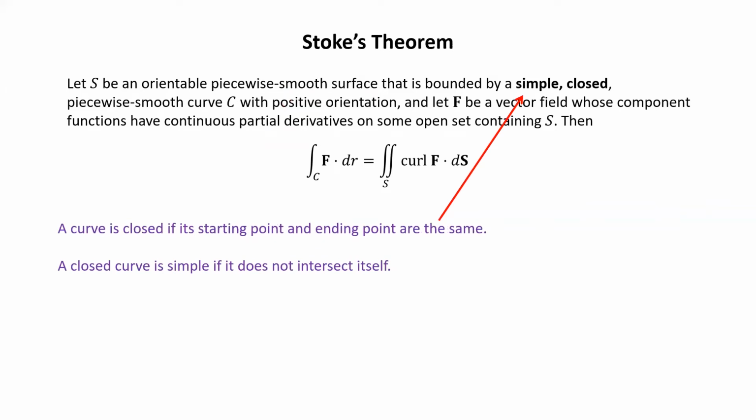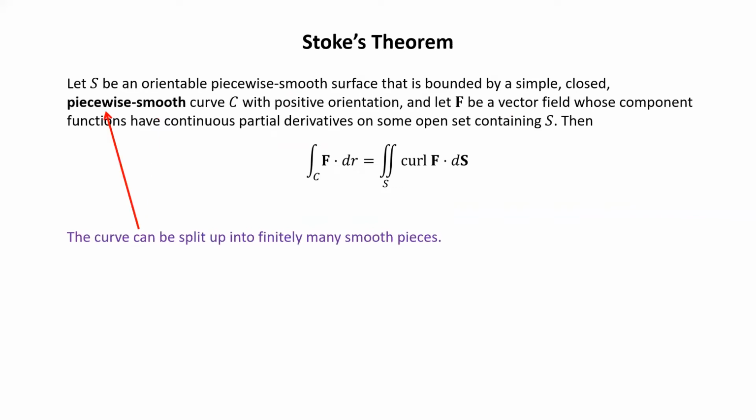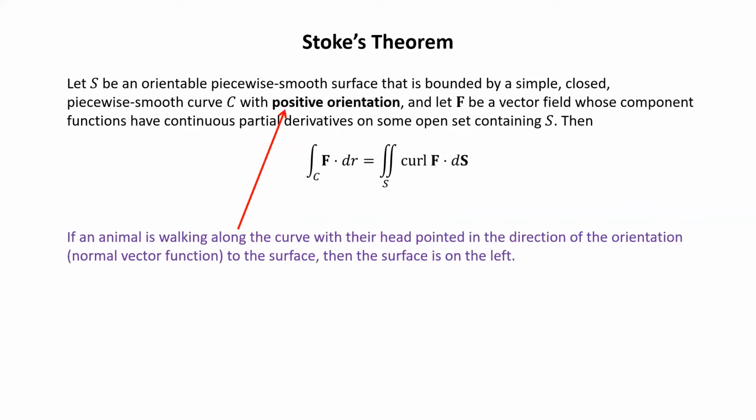A curve is closed if its starting point and ending point are the same, and a closed curve is simple if it does not intersect itself. A curve is smooth if there is a parametrization r(t) of C such that r'(t) is never 0. And piecewise smooth means that the curve can be split up into finitely many smooth pieces.